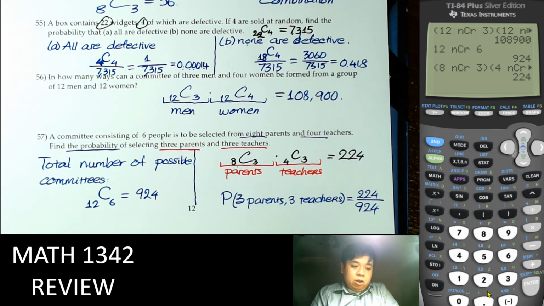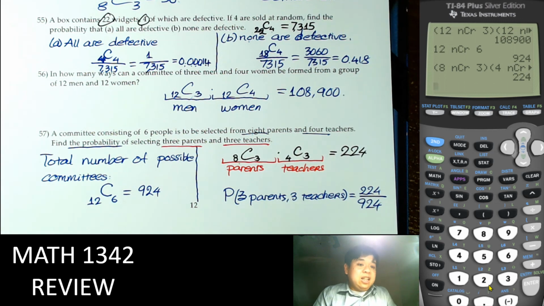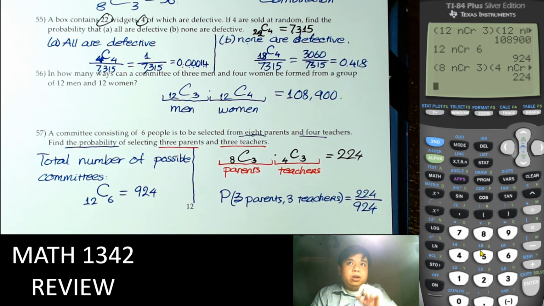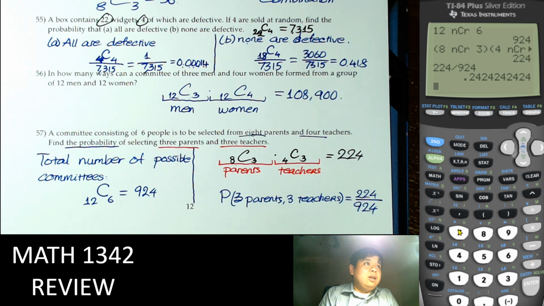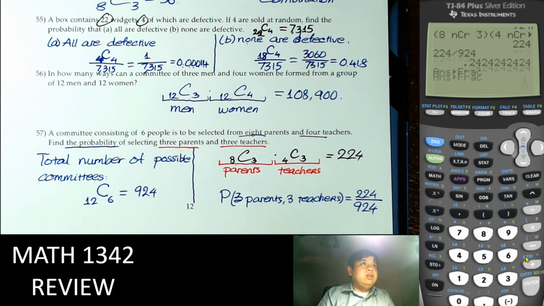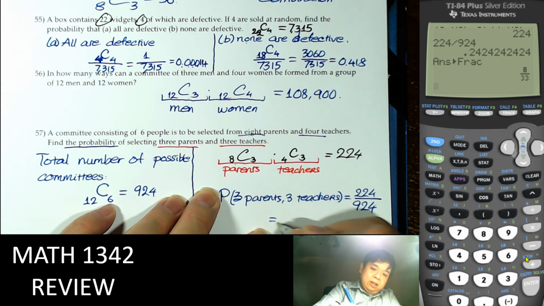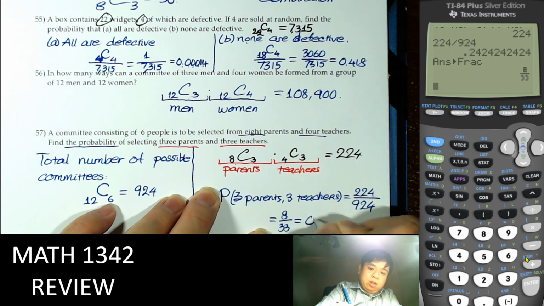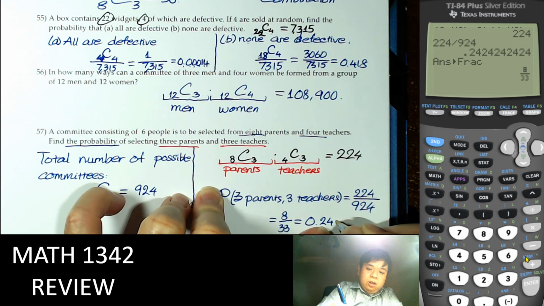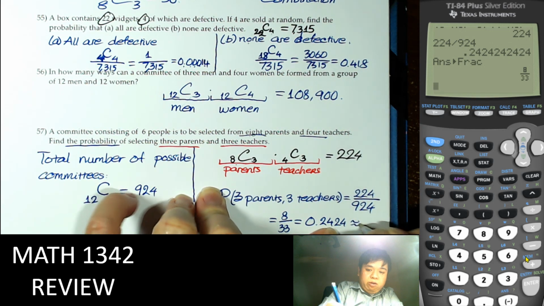Right? So he will just pick any 6. He will pick 3 of each. So, 224 divided by 924. And convert this to fraction, 8 over 33. If we want decimal, that would be 0.24, or about 24.24%.